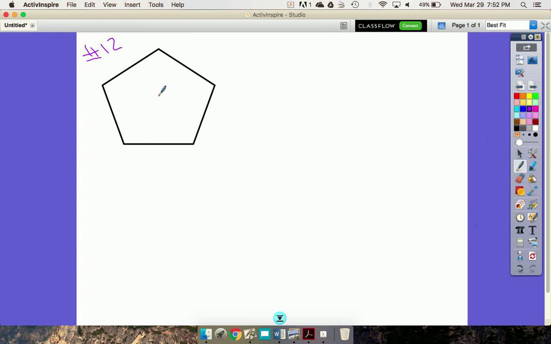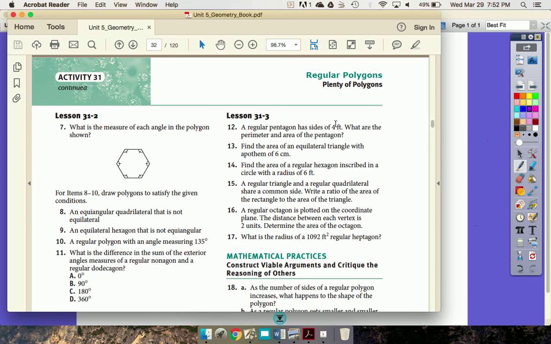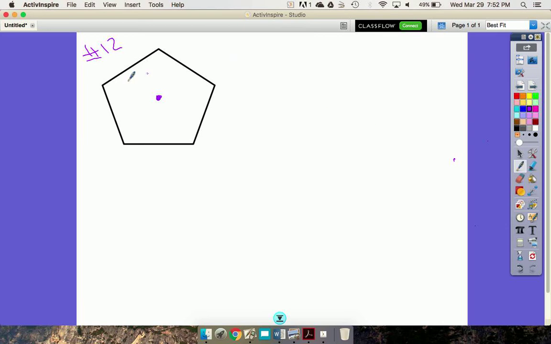So I have a pentagon here, and it says we have a regular pentagon with sides of 4 feet. So I'm going to write that down. Regular pentagon, 1, 2, 3, 4, 5 sides, and sides of 4 feet, so 4 FT. Then we always draw our line in the middle, and then draw our sides out. My sides are going to be perfect because I'm doing this on a tablet translated to my computer. Anyway, so we have the 5 sides, right?